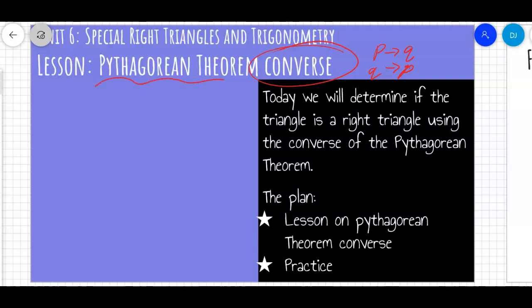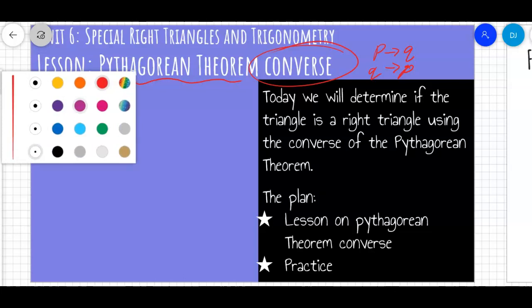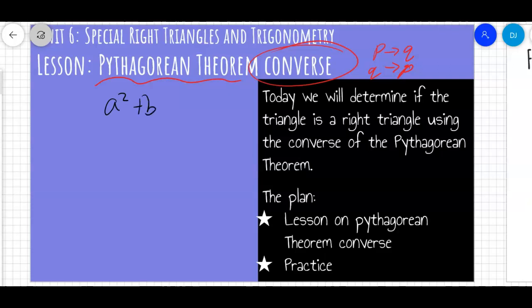Now, we talked about the Pythagorean theorem last class. The Pythagorean theorem is a squared plus b squared equals c squared. They gave us the fact that it is a right triangle, and then we were backtracking and trying to find one of the side lengths using that property. But what if we don't know if our triangle is a right triangle and we were just given the side lengths? So it was backwards, and that's what this lesson is going to be about.